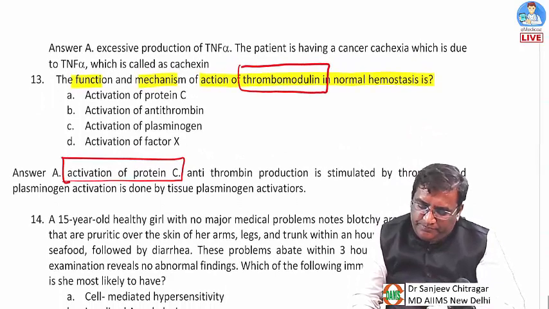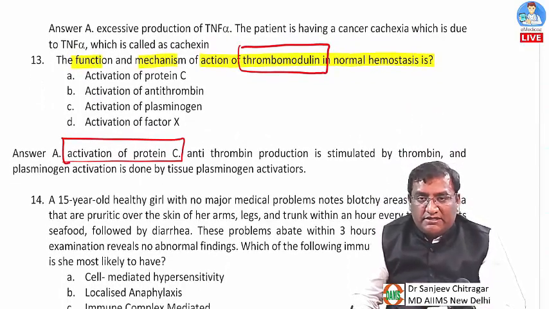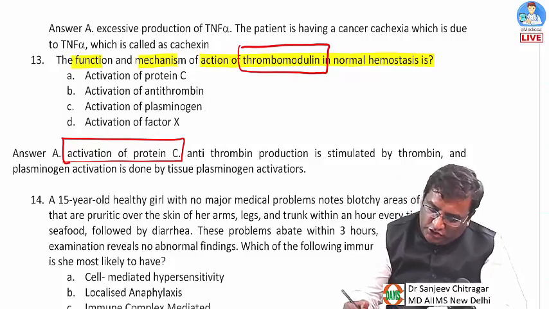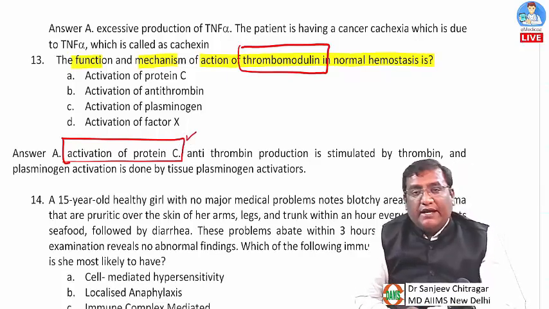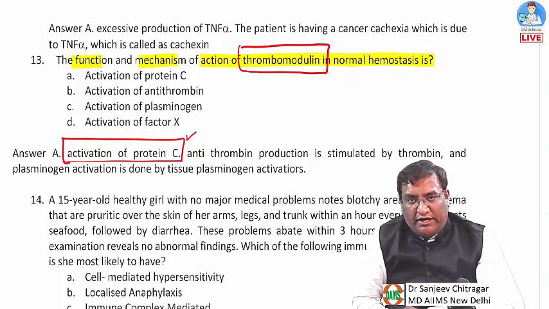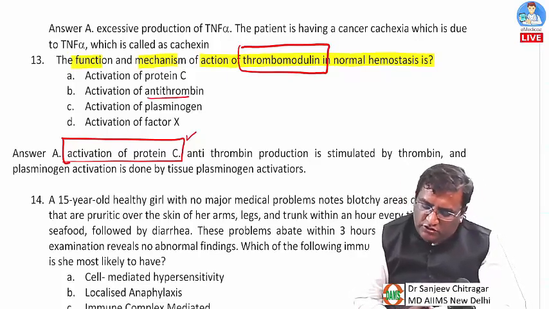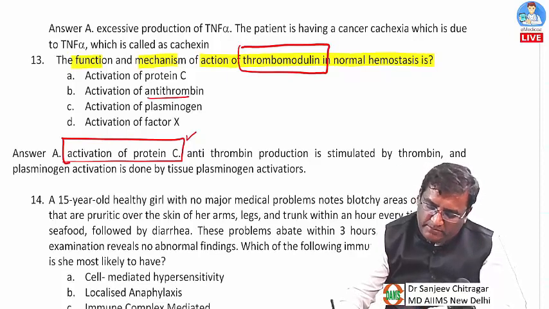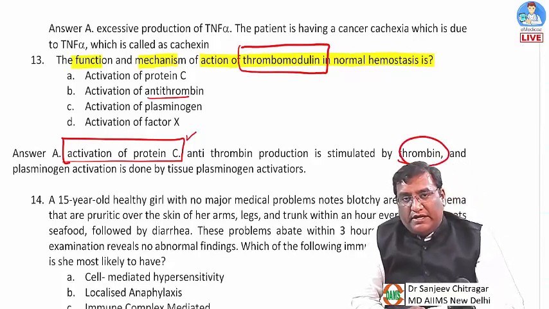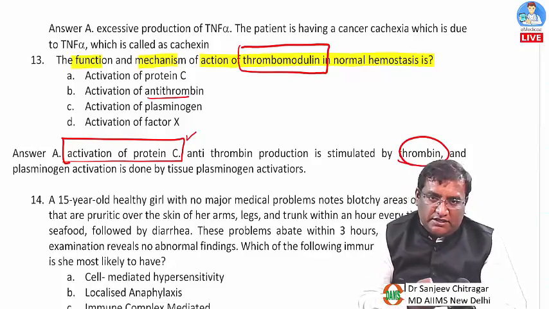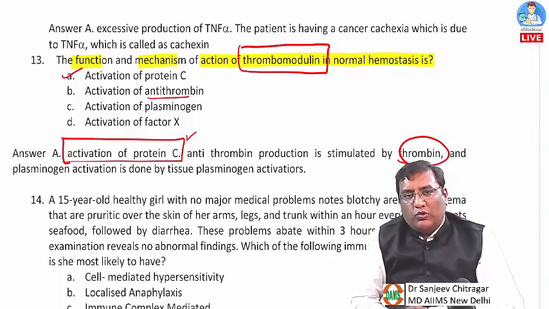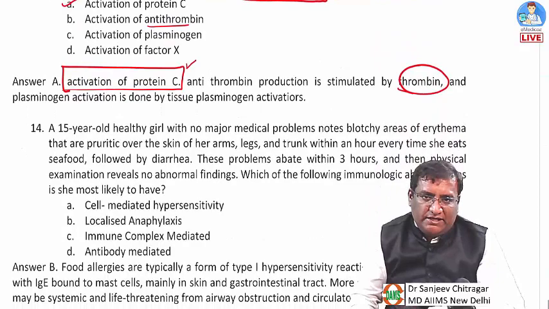So basically, thrombomodulin will activate your protein C, and protein C is going to inhibit your coagulation, a naturally occurring anticoagulant. Antithrombin is not activated by thrombomodulin. Antithrombin is stimulated by the thrombin itself. And activation of plasminogen is done by tissue plasminogen activators. Okay, so the answer is option A, activation of protein C. Thrombomodulin will help in activation of protein C.